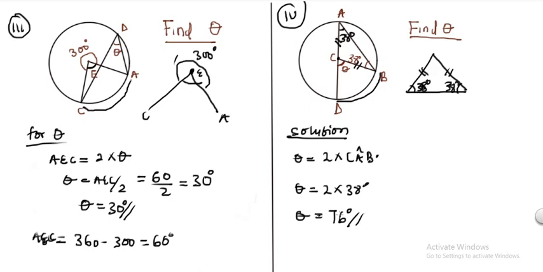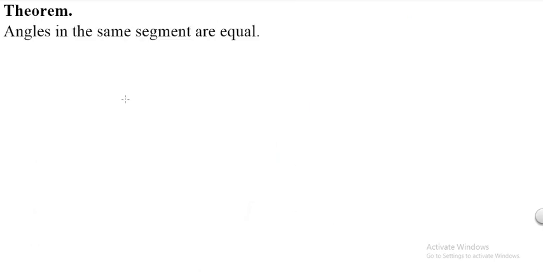So for this particular theorem, you have to be wary. You have to note where the angle comes from, and you have to trace it back and forth to be able to solve your questions. So let's move on to the next theorem. The next theorem is simply saying that angles in the same segment are equal.